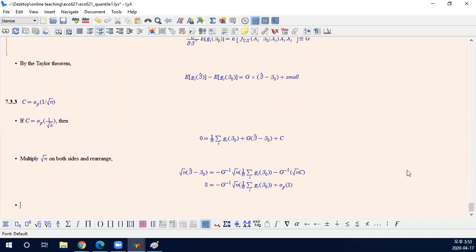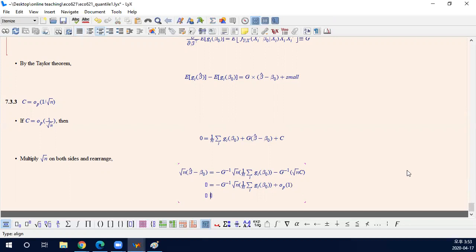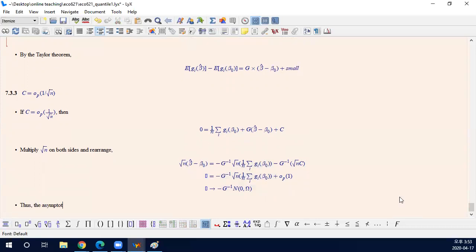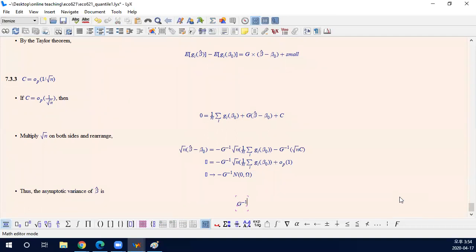In the end, let's just get to the point. It will be normal distribution with mean 0 and variance omega, and thus the asymptotic variance of beta hat is g inverse omega g inverse prime, transpose. But g inverse is symmetric, therefore you don't need to transpose it.